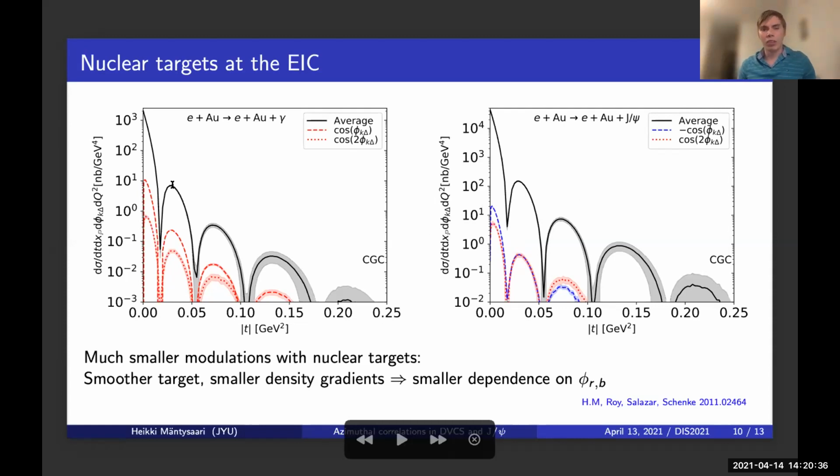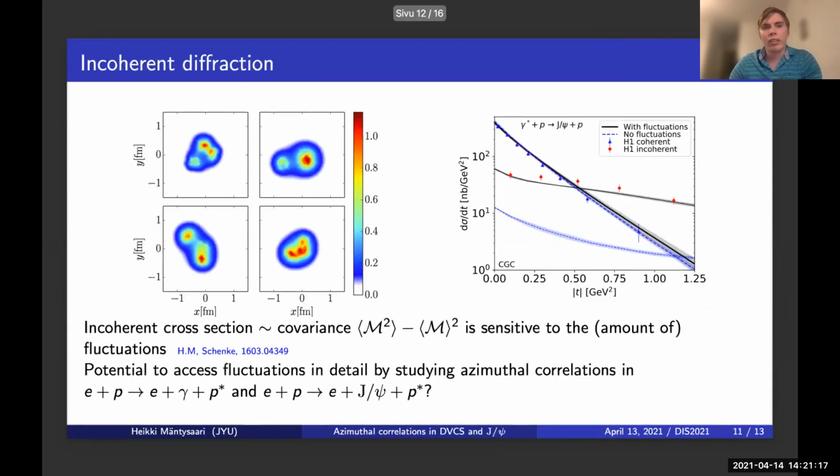And this we can understand because in this setup, basically the dependence on the dipole orientation comes from the density gradients in the target. So basically, when you rotate the dipole, if the dipole can see the density gradients, then you have some non-trivial angular dependence. And with a large nucleus, of course, there are very small gradients, and consequently also the azimuthal modulations in the DVCS and J/psi cross section are very small. And the same effect actually explains why the JIMWLK evolution suppresses v2s with proton targets.